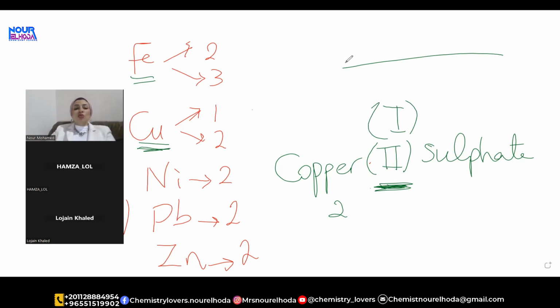Is he going to give you this for all the transition metals? No. He will put it inside a bracket, in which case? In case the transition metal has more than one number or more than one valency. That's why you will put it in a bracket. But if not, they will not put it. Okay? For example, let's say zinc oxide.